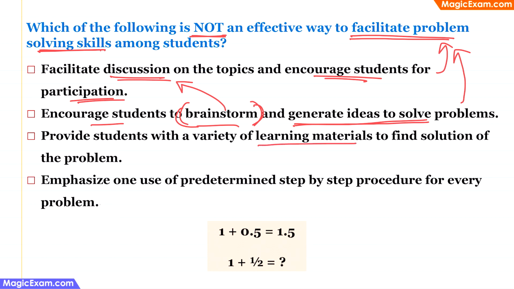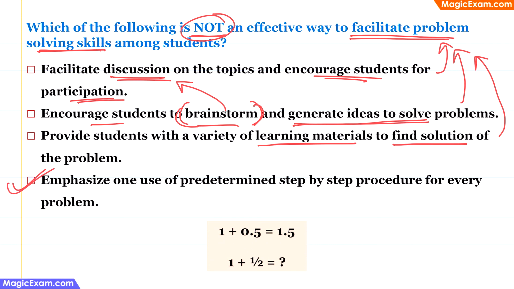Here again, if children have access to books, if they have access to the internet, if they can speak to experts, if they can discuss with teachers or elders, then they are learning a lot more about the problem, and they are also finding various ways or various solutions of solving the problem. Therefore, this is also an effective way of facilitating problem solving skills. And the last one is emphasize one use of predetermined step-by-step procedure for every problem. Now, this is definitely not effective in facilitating problem solving skills, and this has to be the answer here.